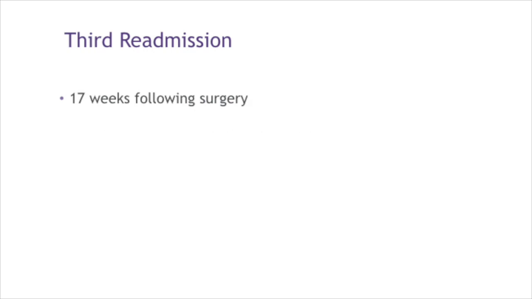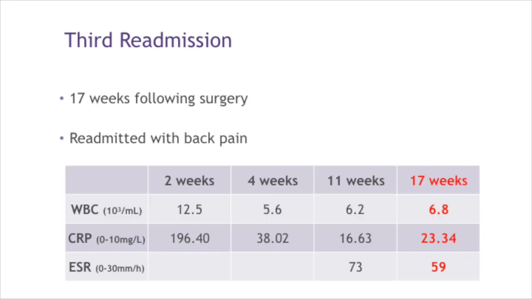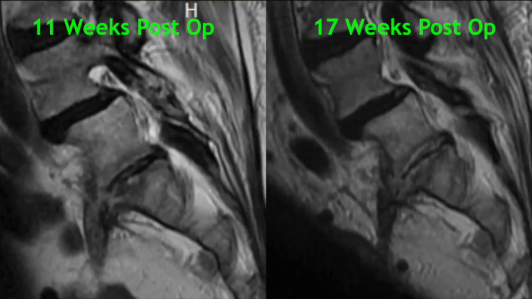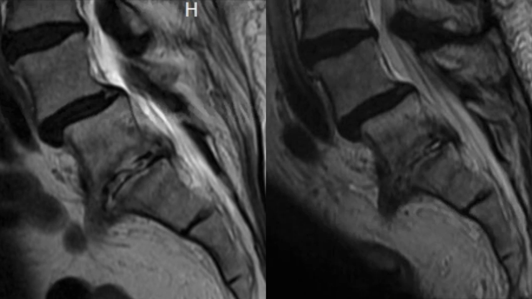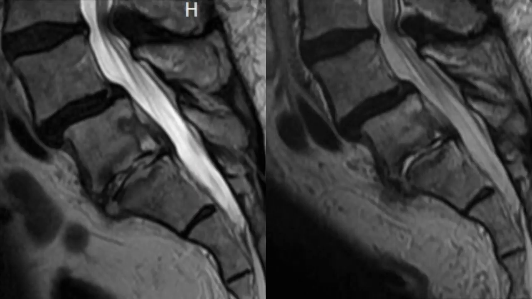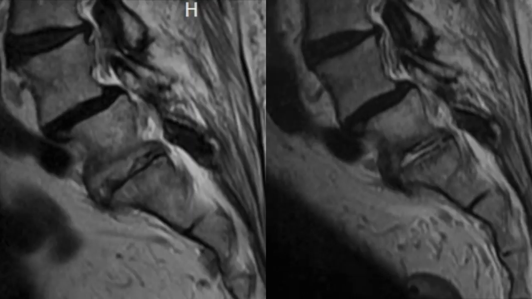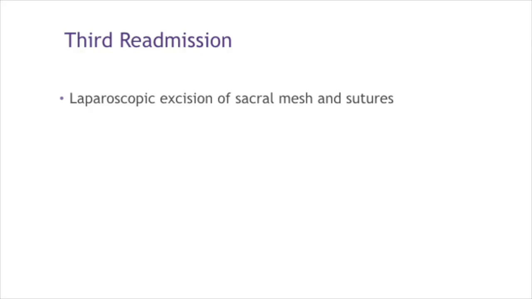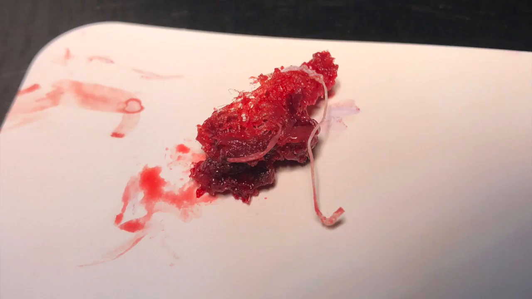The patient was again readmitted 17 weeks following her initial surgery for worsening back pain. She was afebrile, but there was still an increase in her CRP and ESR values. A repeat MRI of the sacrum demonstrated similar appearance of the L5-S1 discitis and osteomyelitis, with no associated epidural or iliopsoas abscess. Given worsening of symptoms despite medical management, the patient was taken to the operating room for a laparoscopic excision of the sacral mesh and sutures.